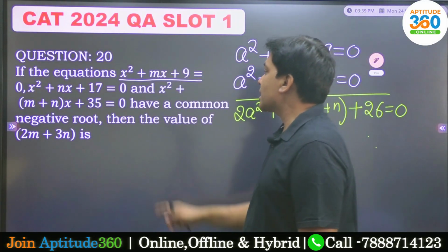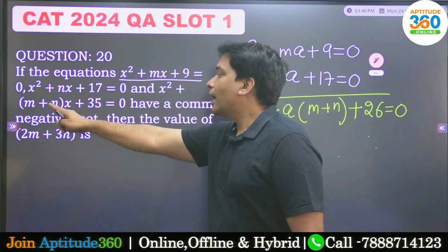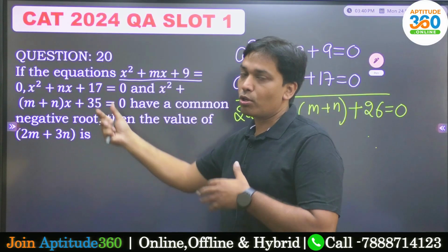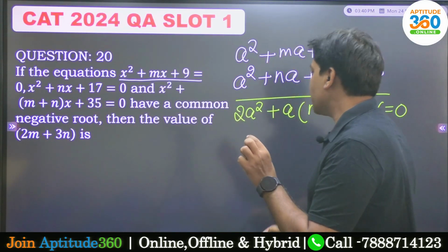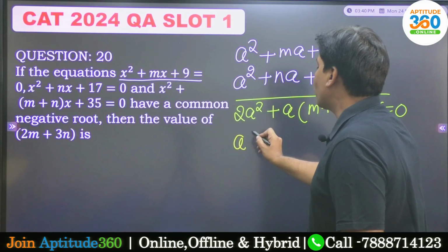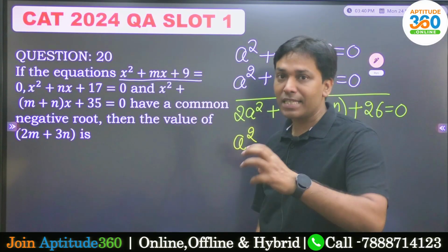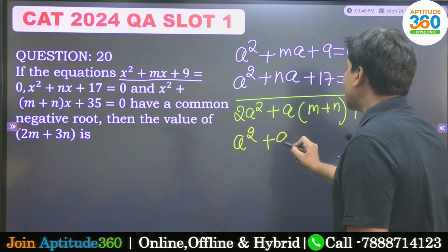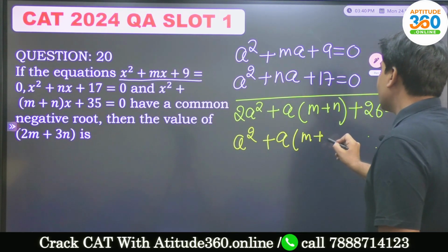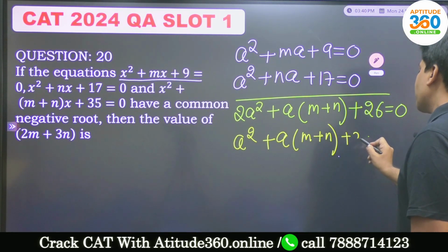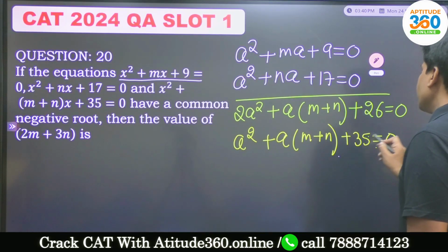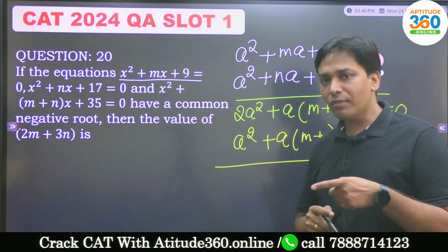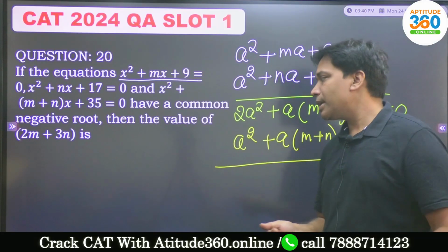Now let us see where is our third equation. Our third equation is x square plus m plus n times x plus 35 equals 0. So if a is a common root out here, this equation will become what? A square, right? Because x is equal to a, and then you have got a times m plus n plus 35. What do we want? We want to find out the value of a.